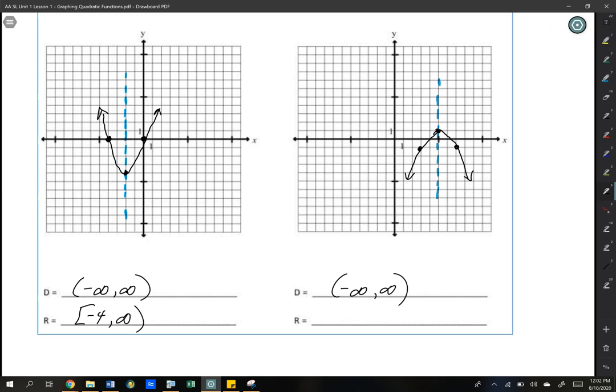And the range is going to start at y equals 1 and go down to negative infinity. So we always read from left to right. So in other words, we're going to go from negative infinity all the way up to and including 1.